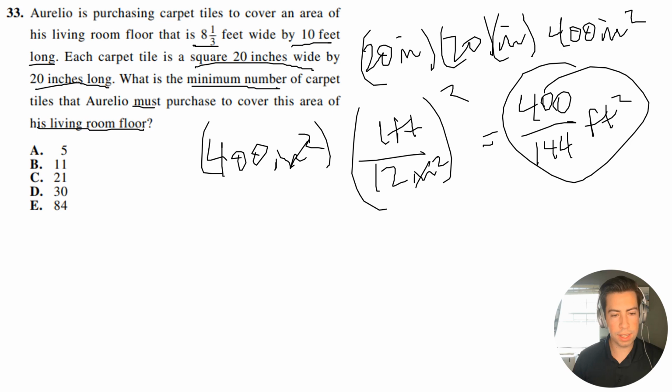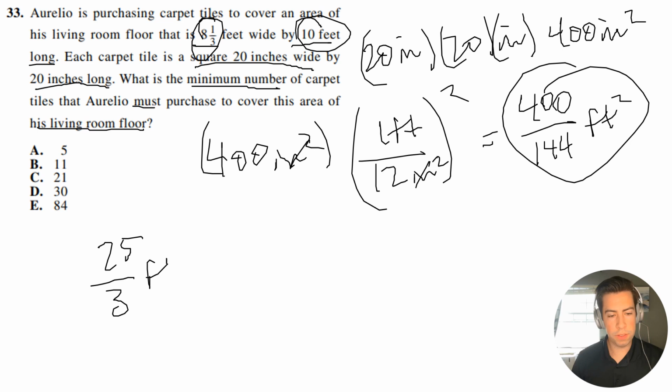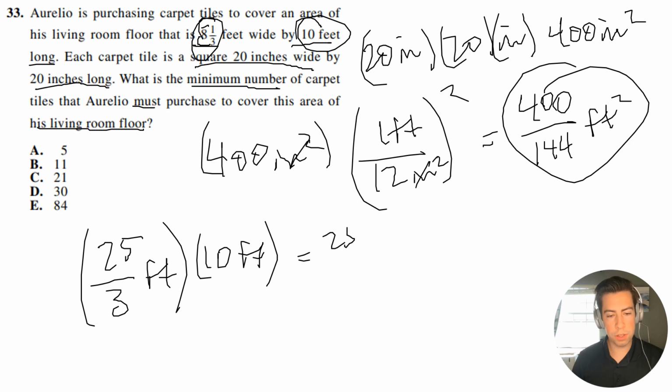Now they tell us that the area of his living room is 8 1/3 feet wide and 10 feet long. So what that means is that this is going to be 25 over 3 feet. And again, I just did that little calculation where you multiply 3 by 8 and then add the 1 and then take the denominator here. So 25 over 3 feet, and then multiply that by 10 feet. And this is going to be equal to 250 divided by 3 feet squared.